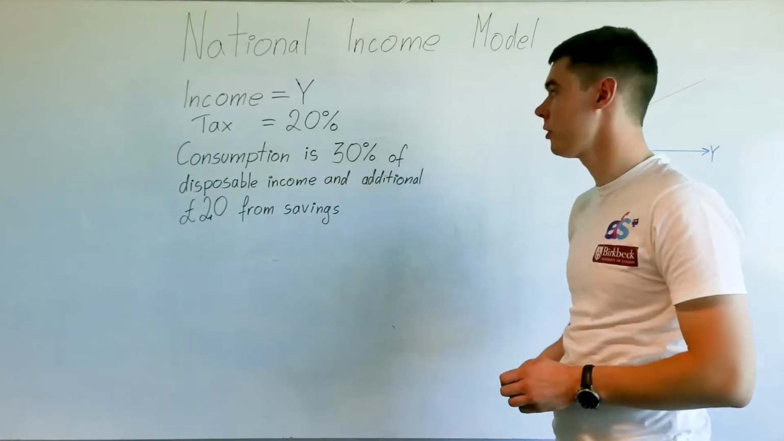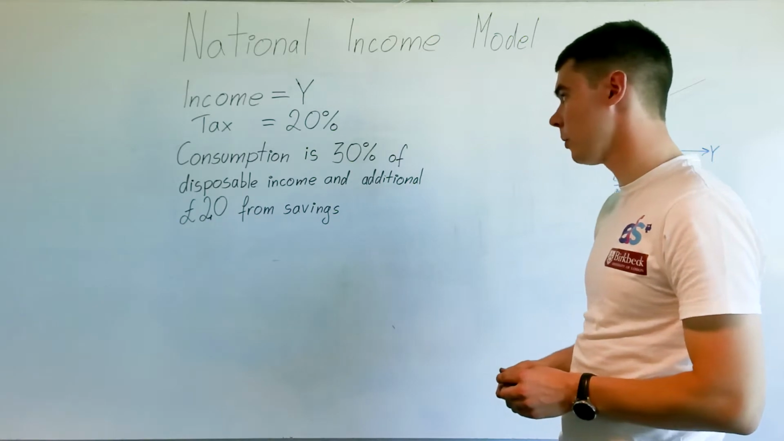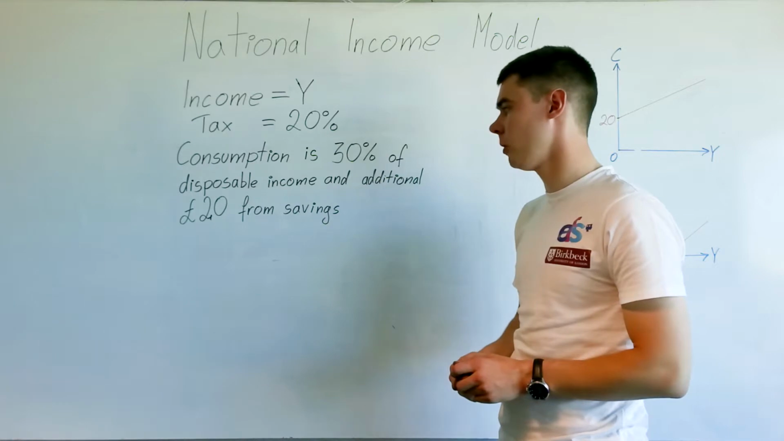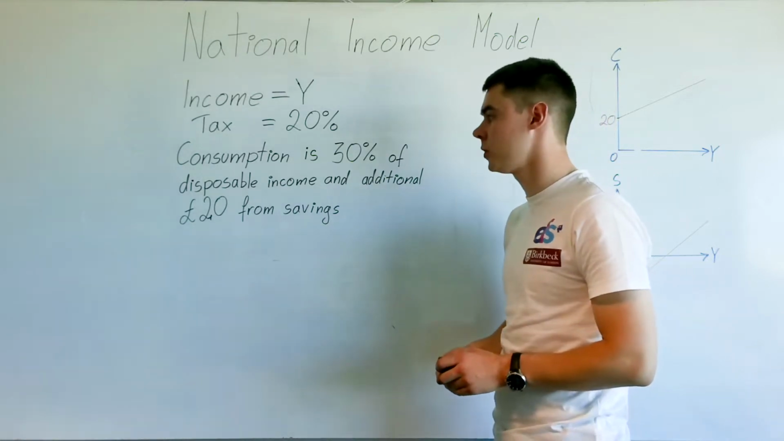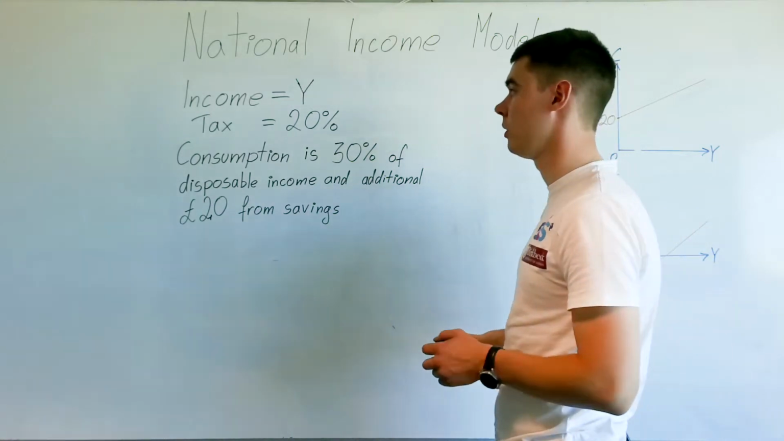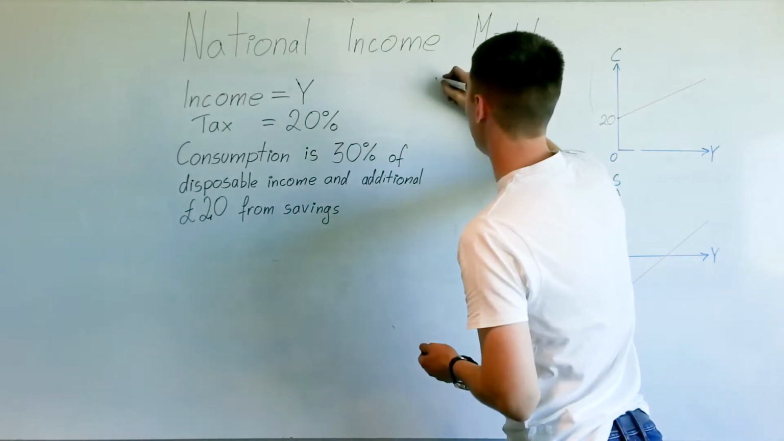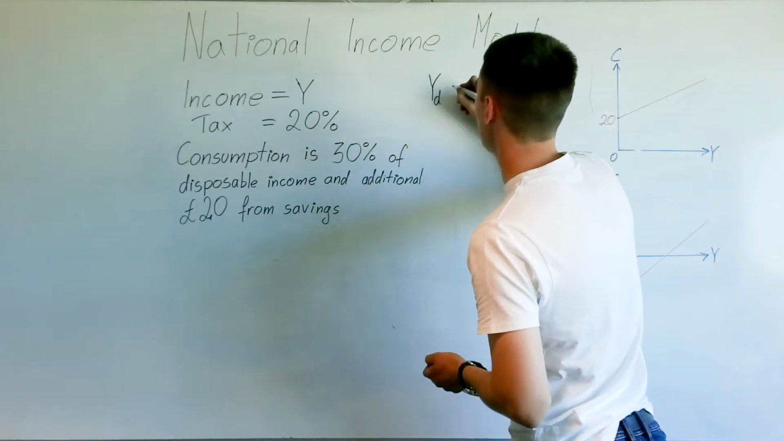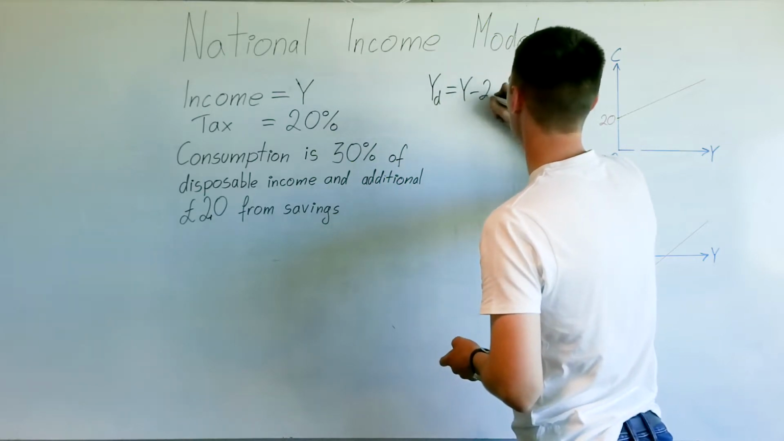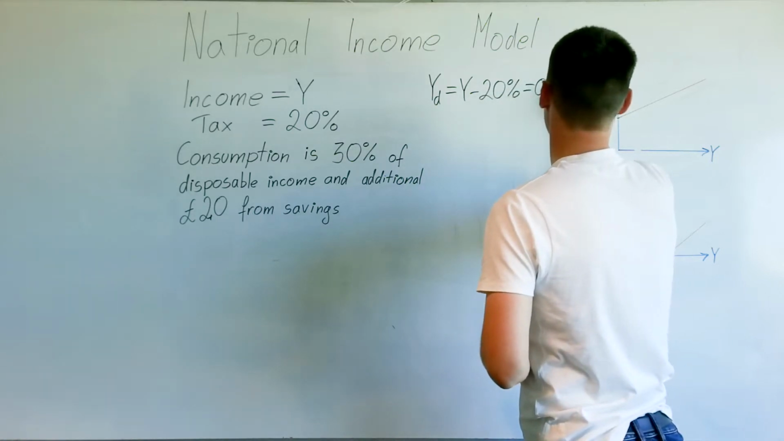To give you a more practical example, let's say your income is Y, tax is 20%, and you tend to consume 30% of your disposable income and an additional £20 from your savings. And what's left you put back into your deposit account. So first of all, we need to find our disposable income, which is expressed as income minus tax, or in this case, Y minus 20%, and that is equal to 0.8Y.